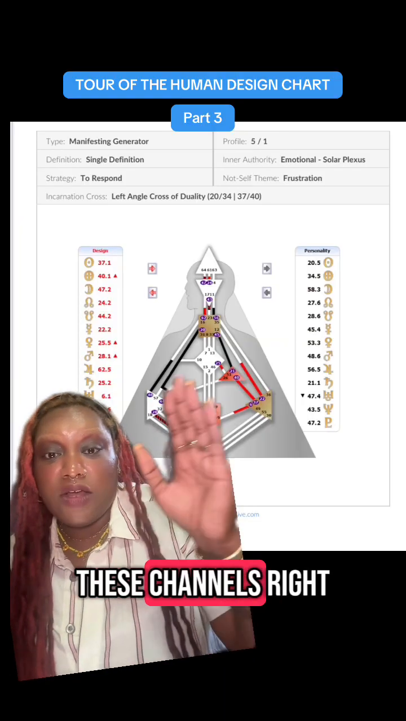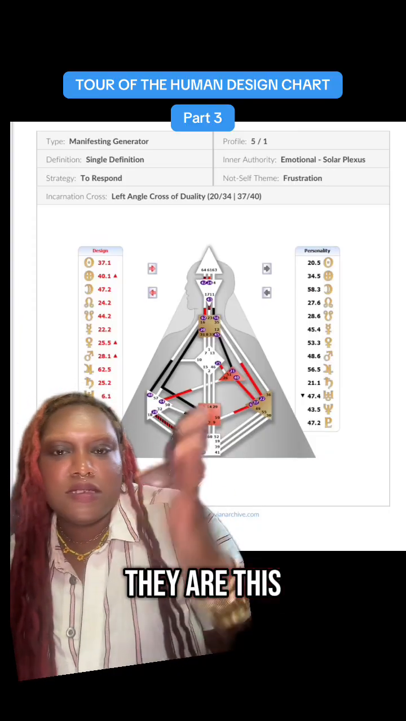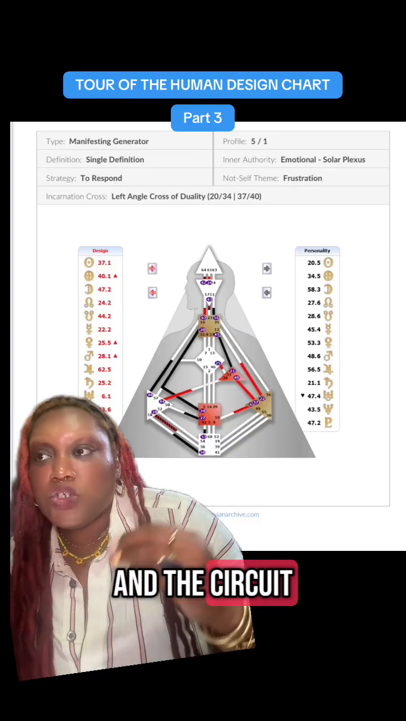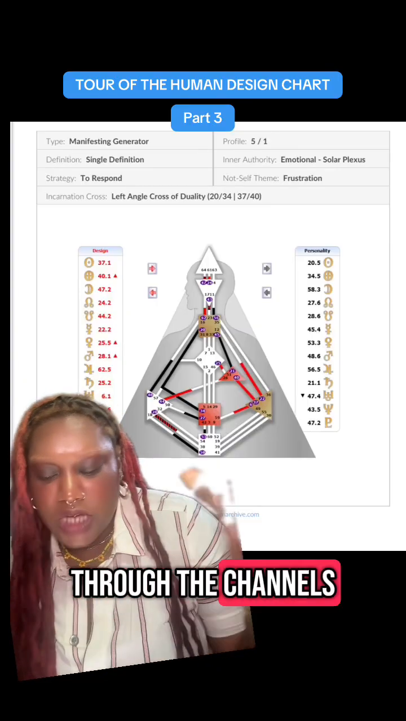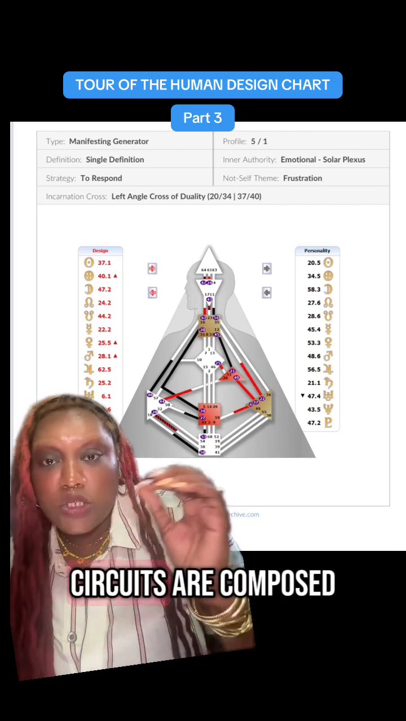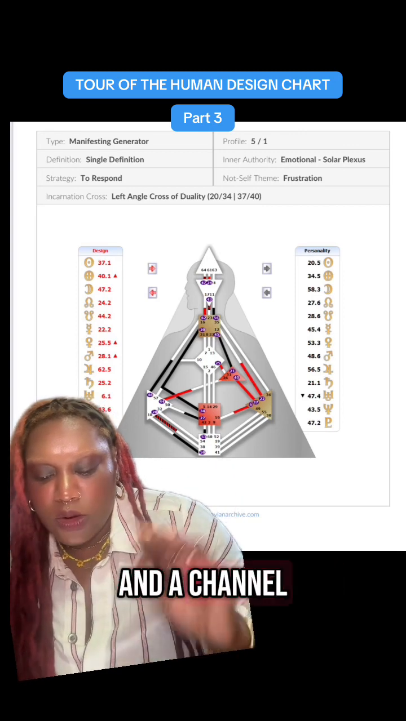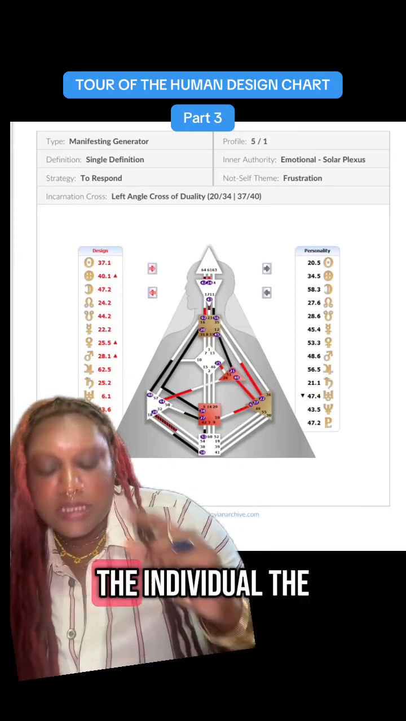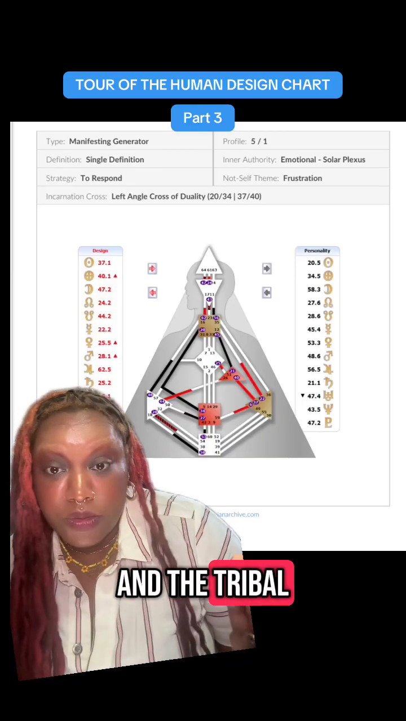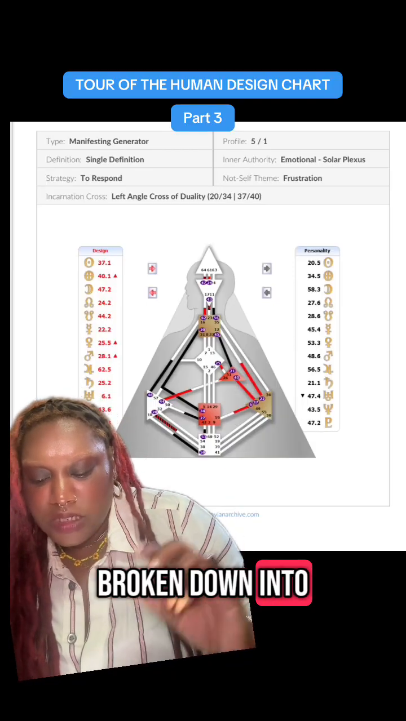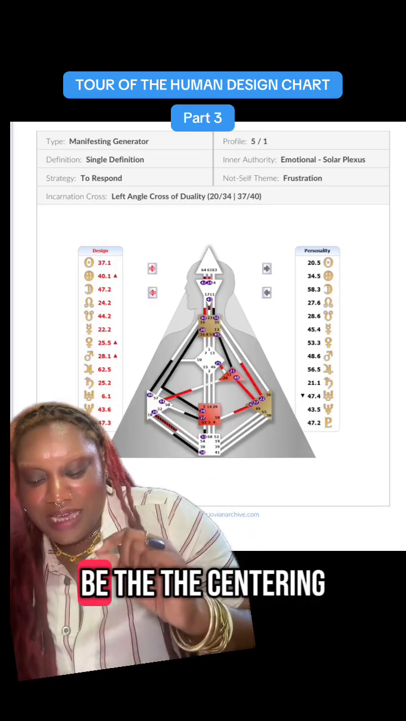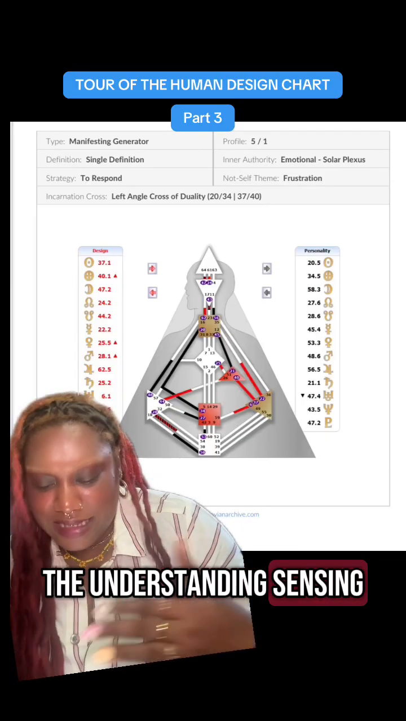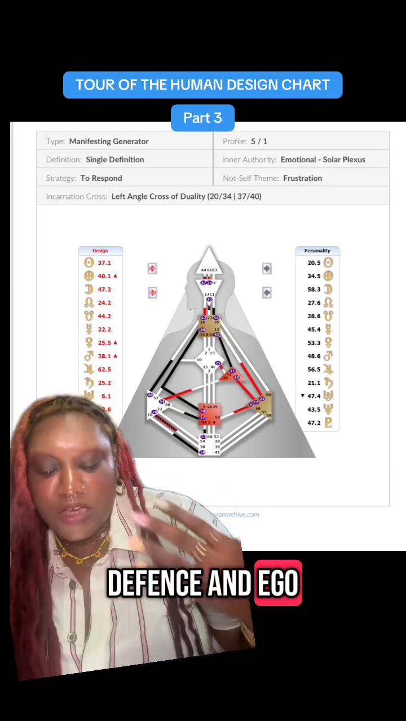Each of these channels, no matter what they are, belongs to a circuitry. The circuitry explores the way energy circulates through the channels within the bodygraph. Circuits are composed of channels, and a channel is composed of the two gates we already talked about. There are 3 main circuits: the individual, the collective, and the tribal. And they are broken down into 6 sub-circuits: the centering, the knowing, the integration, the understanding, sensing, defense, and ego circuit groups, right?